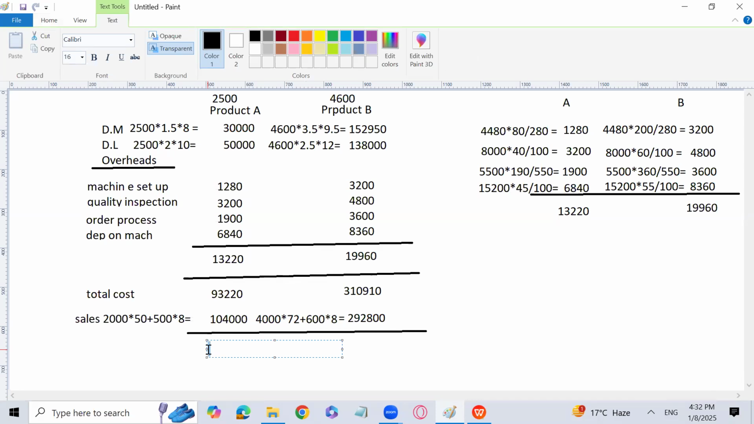So we can calculate the profit now by comparing these two amounts. 104,000 minus 93,220. You will get the profit, 10,780. So this is going to be the profit or loss. There can be loss also. For product B, 18,110. There is going to be a loss, so I will write it in the bracket actually. 18,110. We are going to have a loss on product B. But for product A, we have a profit of 10,780.